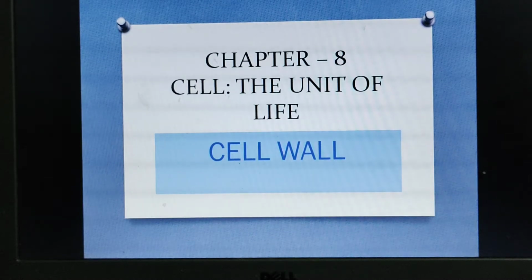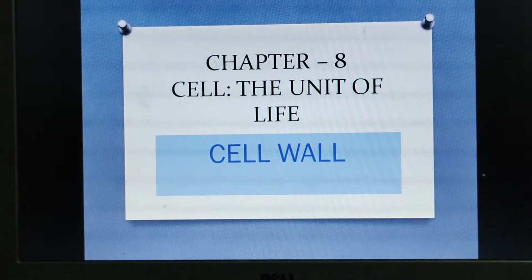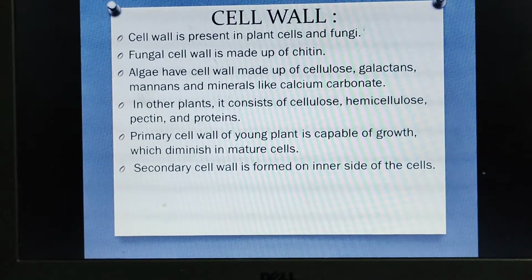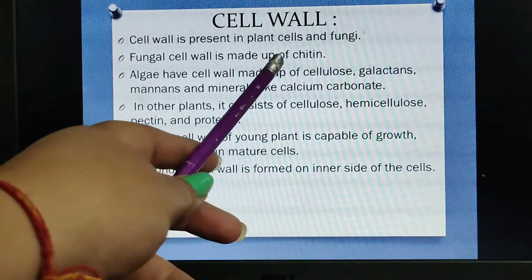Hi dear students, so let's start with another important topic of the cell. So now we are going to discuss the cell wall in case of the eukaryotes. So we know that in case of eukaryotes, especially the plants and the fungi, they are the main organisms where cell wall is present. So the fungal cell wall, first of all, we'll talk about their composition. So the fungal cell wall is made up of chitin.